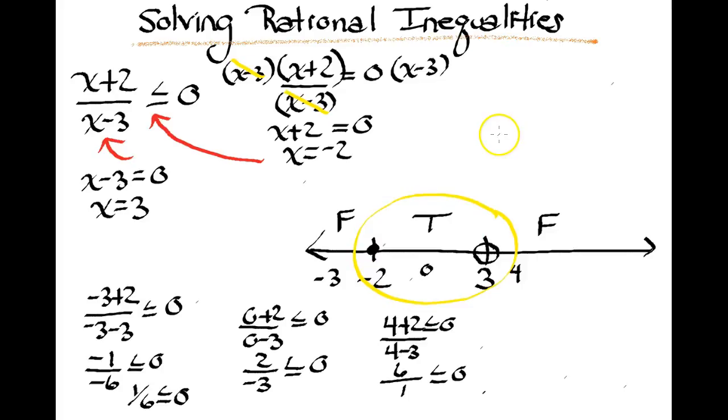Let's go ahead and write it in interval notation. My endpoints are negative 2 and 3. My 3 has an open dot, it's not included, so I use a parenthesis. My negative 2 is included, it has a closed dot. I use a closed bracket, or a square bracket.